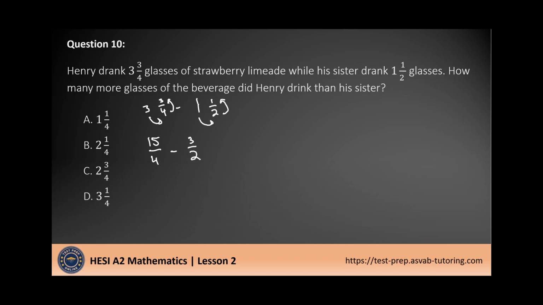3 over 2. What's the common denominator between 4 and 2? That's going to be 4. We'll multiply this by 2 over 2. So we have 15 over 4 minus 3 times 2 is 6. 2 times 2 is 4. 15 minus 6 is 9. Denominator stays the same. And then we turn this back into a mixed number. 4 goes into 9 twice, with 1 remainder, and our denominator stays the same. So our answer is 2 and 1/4.